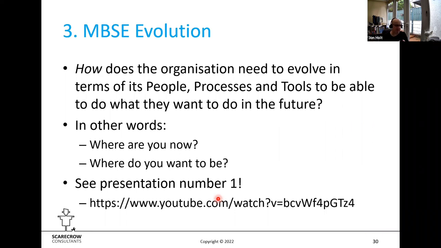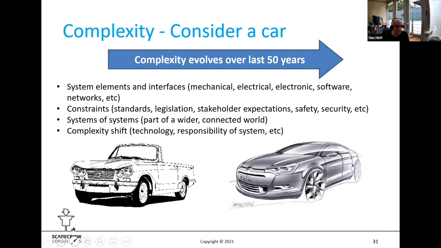Are they right at the beginning of their maturity life cycle, if you like, their maturity evolution, their MBSE evolution, or are they closer to the end? So if you were present for presentation number one, you would have seen me talk about this. And basically what we talked about then was that complexity over the last few decades has increased enormously. It's evolved over the last 50 years, such as system elements and interfaces, such as the number of constraints and the nature of constraints, such as standards, legislation, stakeholder expectations, again, safety, security, and so on.